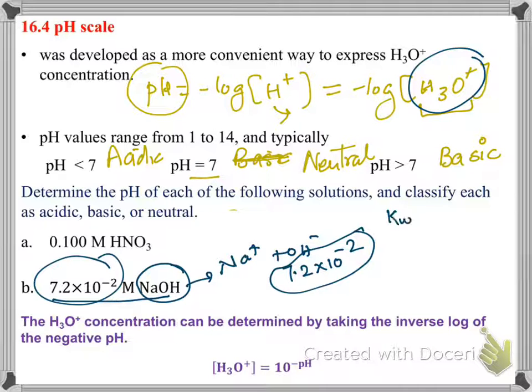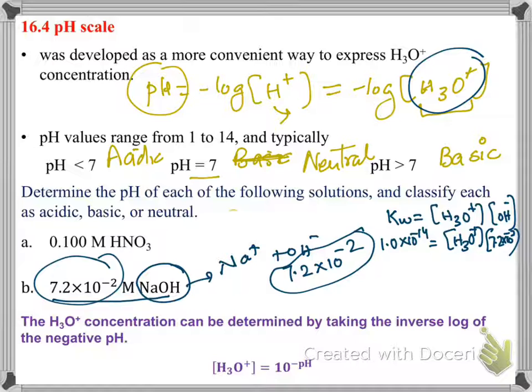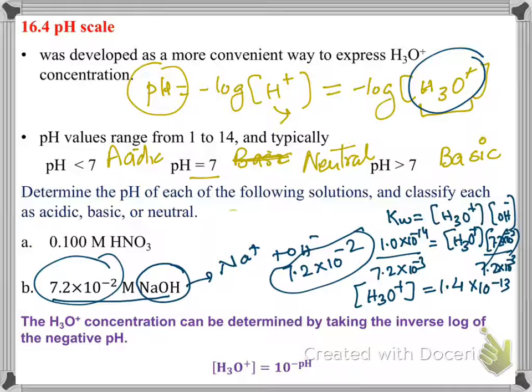We did this formula, Kw equals H3O plus times OH negative, and we know at 25 degrees Celsius, Kw value is constant, which is this. And I do know the hydroxide concentration, which is 7.2 times 10 to the negative second. So using this formula, I can find the hydronium ion concentration by dividing with 7.2 times 10 to the negative third on both sides. So H3O plus will be 1.4 times 10 to the negative 13.